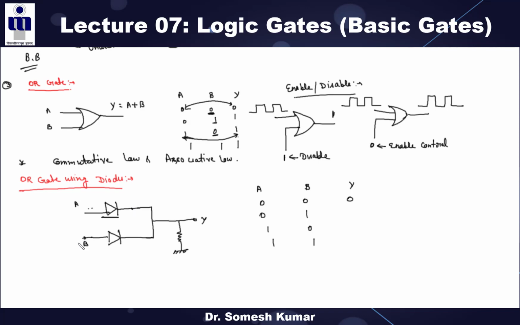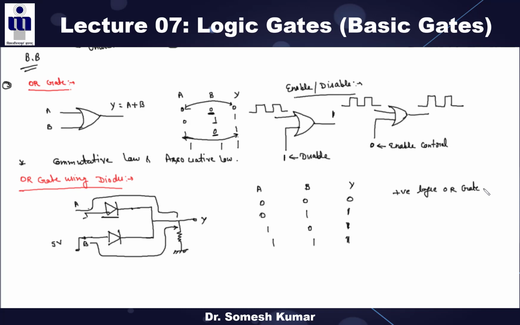And if the input is 1, 1 means 5 volts. What happens in this case? Your 5 volts generates this current, which will propagate to the output, right? And what are you getting at the output? 1, right? What happens if the opposite happens? If it is 0 and the other is 1, the current will flow like this. So this is 1. What happens if both are 1, 1? Here also 5 volts, here also 5 volts, here also we are getting 1, right? So this is your positive logic OR gate.